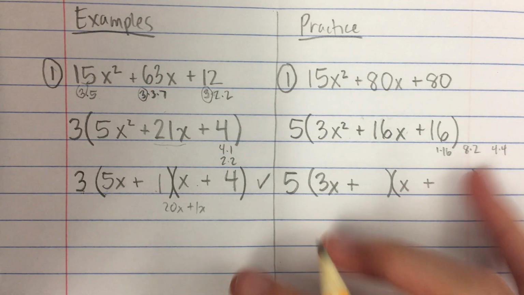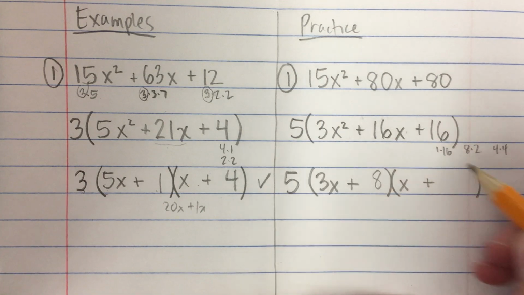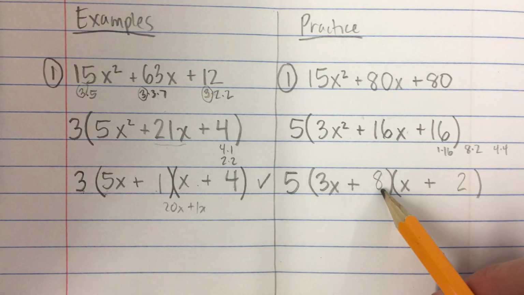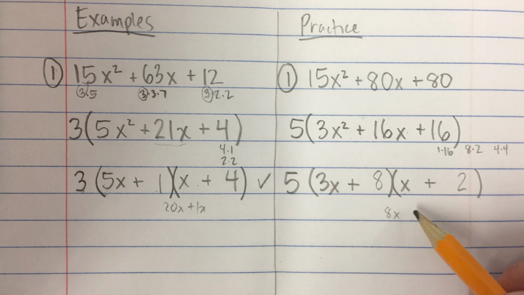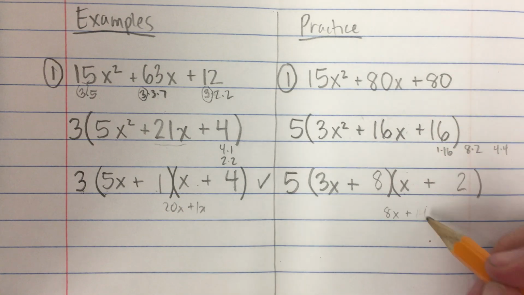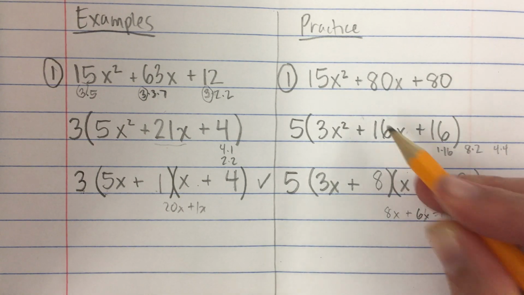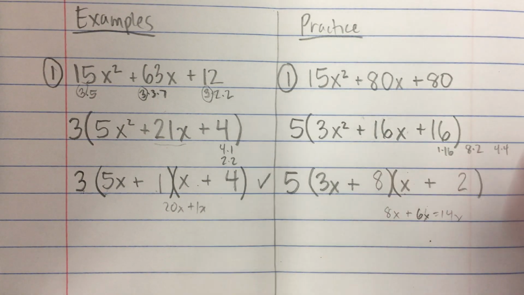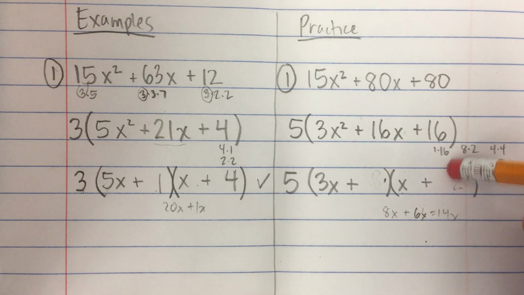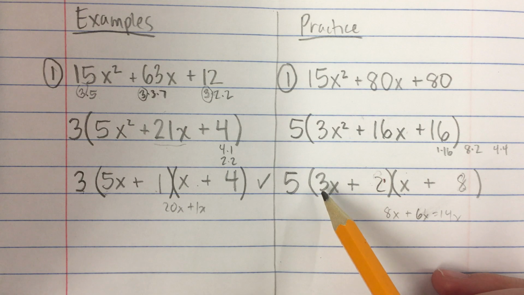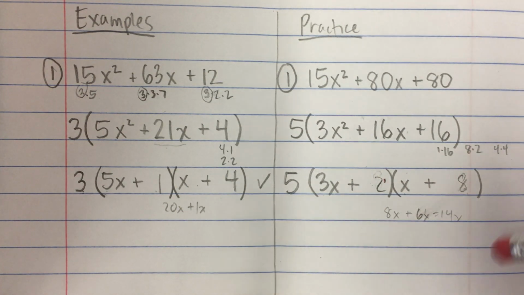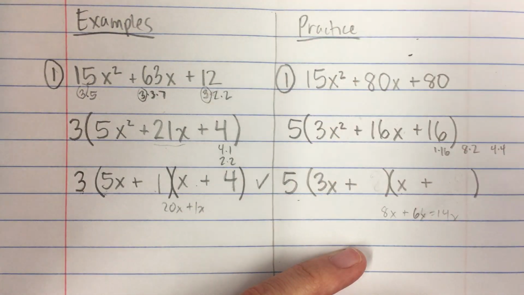Let's start with 8 and 2. Put 8 here, 2 here. So let's see, that's 8 times x is 8x. 2 times 3 is 6x. And that adds up to 14x. That's a no. If I switch it and put 2 and 8, that's going to be too big, I think, right? 3 times 8 is already 24x, so that's not going to work. So it's not going to be 2 and 8.